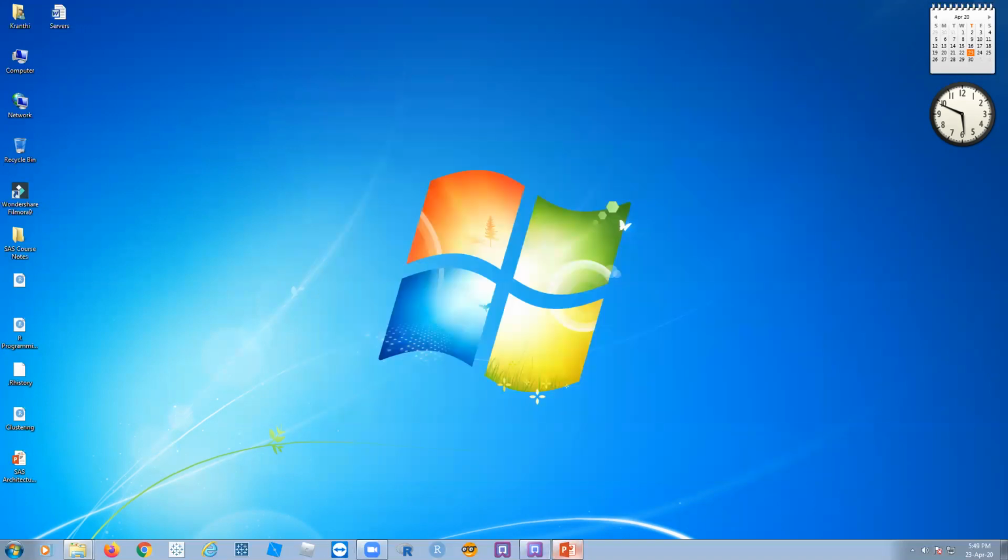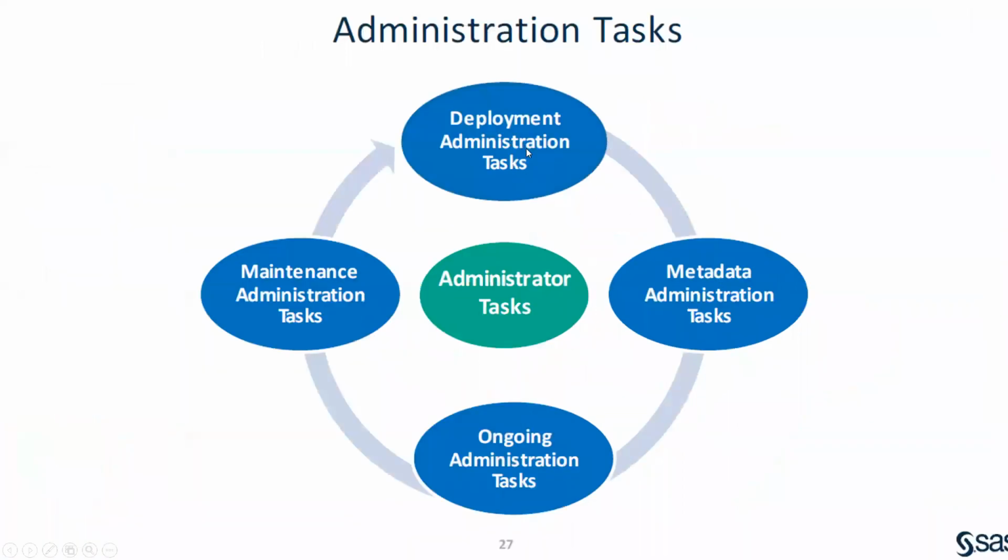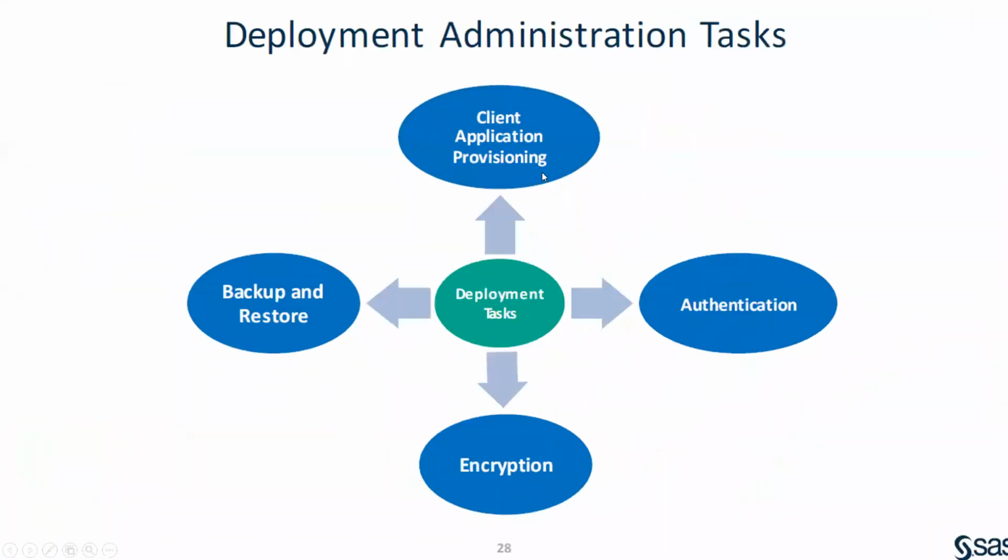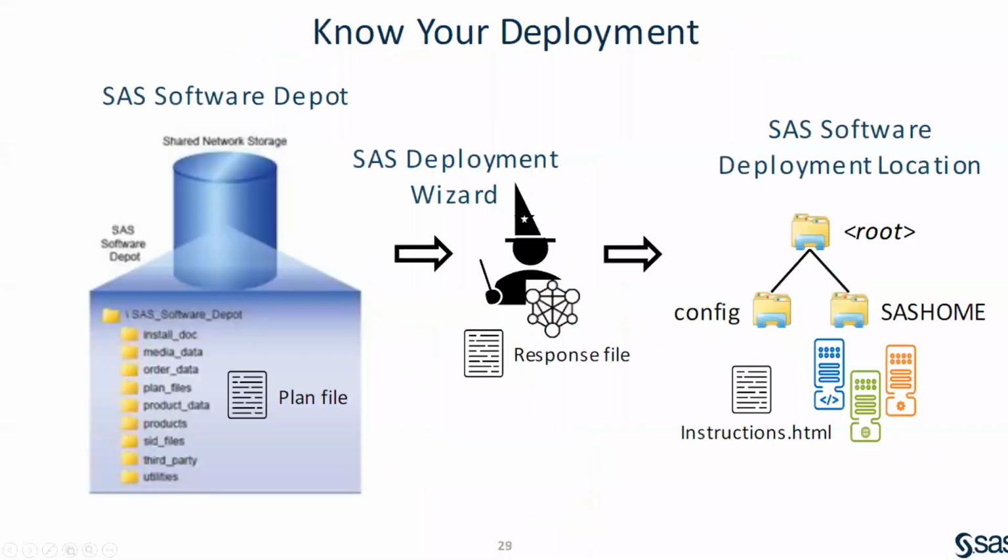So it's also a role of the administrator only. First one is the deployment administration task. Okay, let me show you what the deployment administration task is. So one is client application provisioning. What client softwares you want to install, you have to select. The second one, authentication. So you have to create the users. Okay, you have to create the privileges, groups, and everything, authentications, then encryption, backup, and restore.